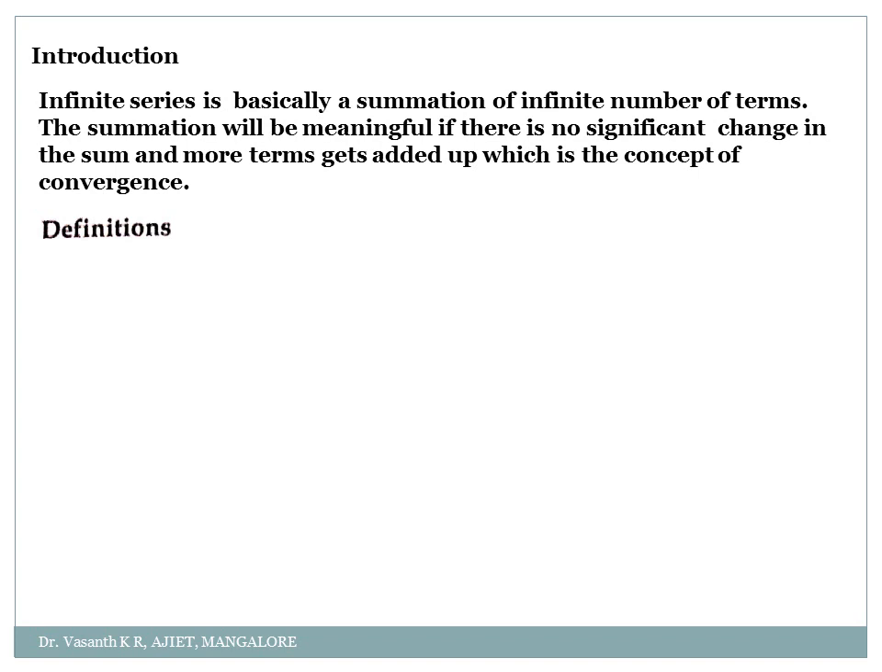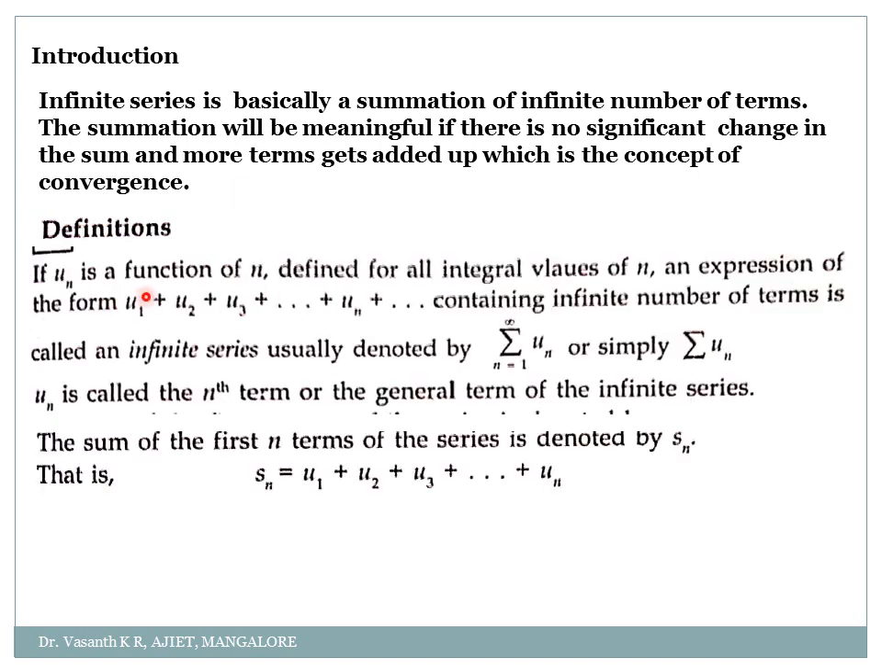So here are some of the following definitions. If un is a function of n defined for the integer values of n, an expression of the form u1 plus u2 plus u3 plus so on up to un, which contains an infinite number of terms, is called an infinite series and is usually denoted as a summation from where it is starting. Take this as n. See, n is starting from 1, correct? So summation n equal to 1 up to where? Up to infinity. So summation n equal to 1 to infinity of un, or simply we say summation of un.